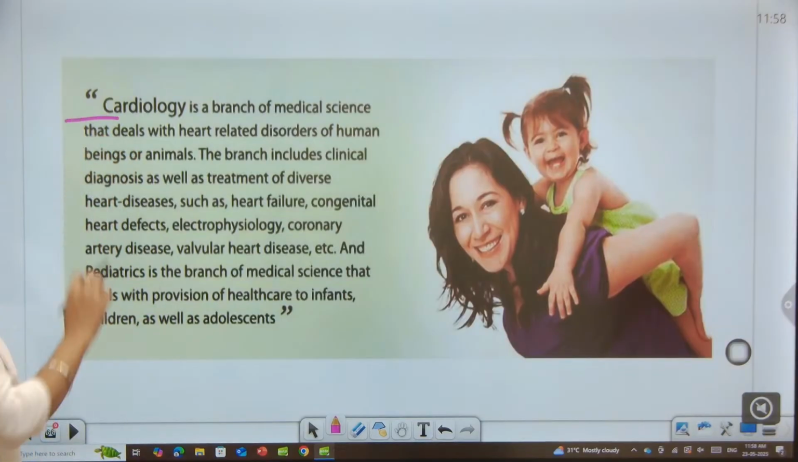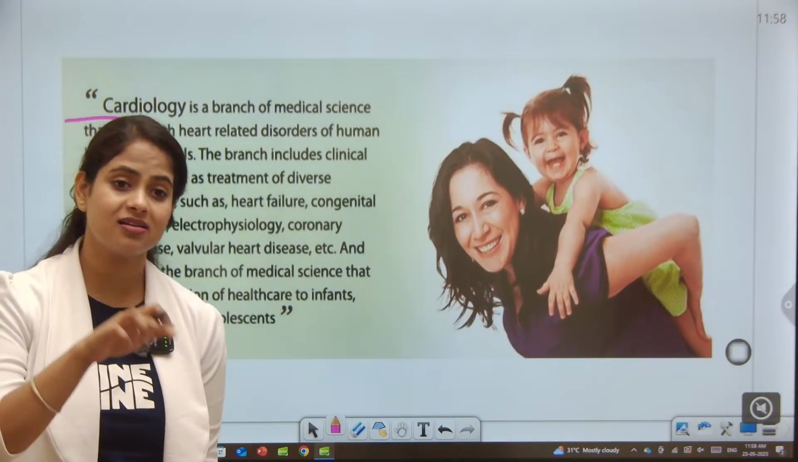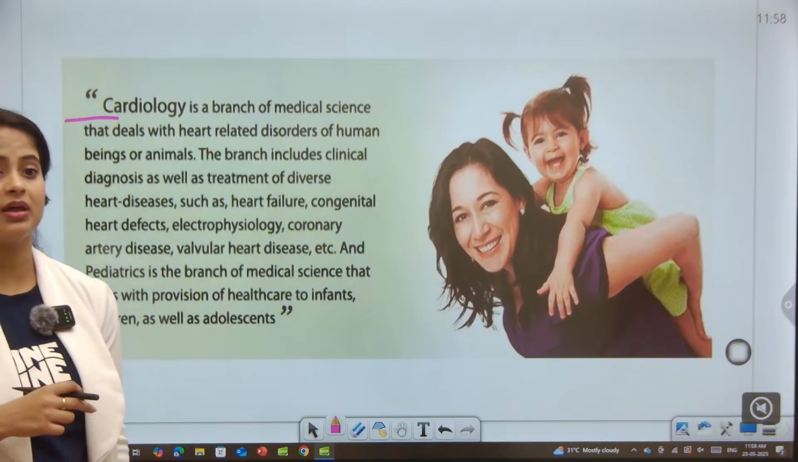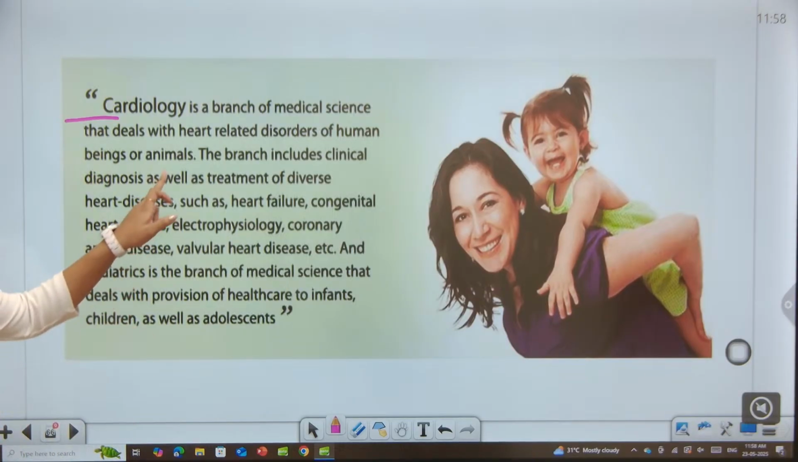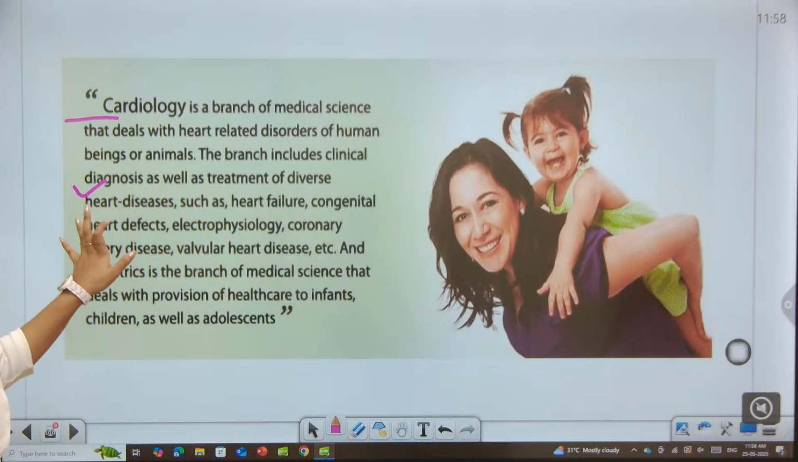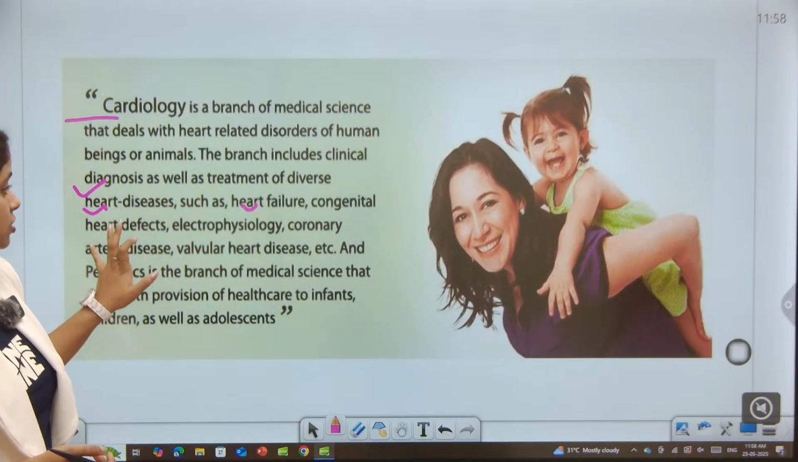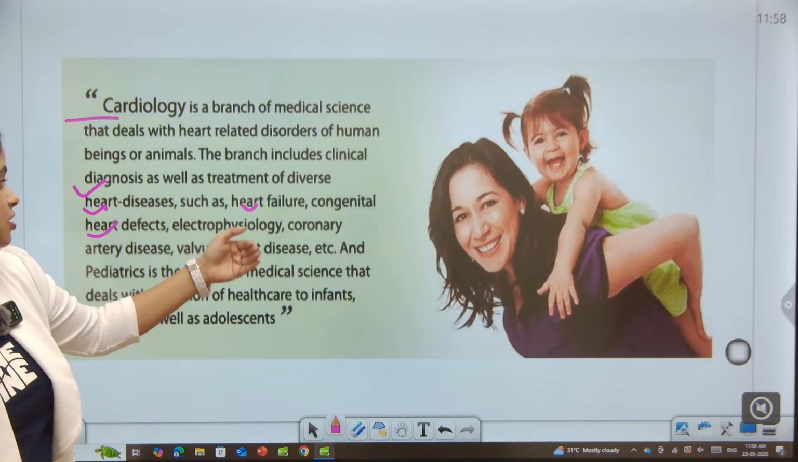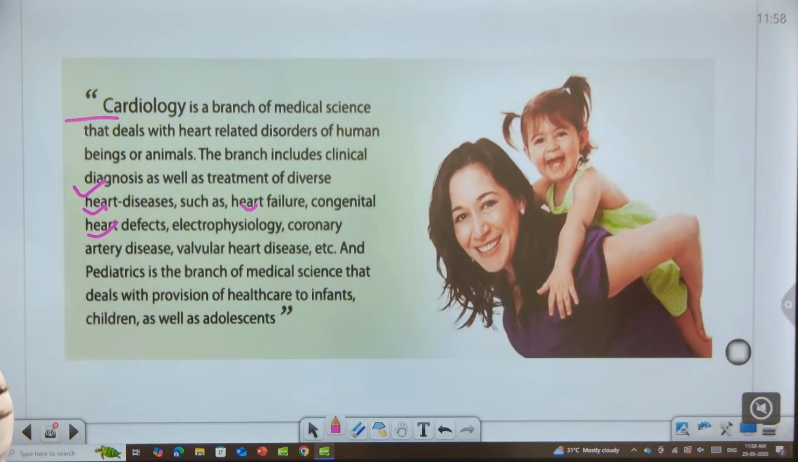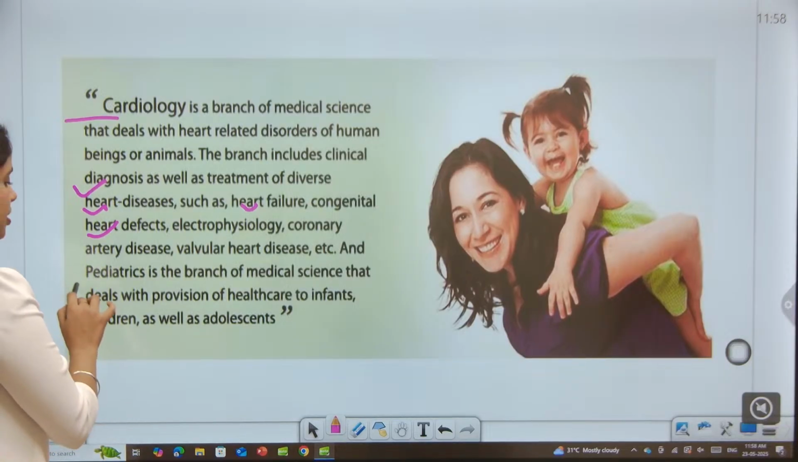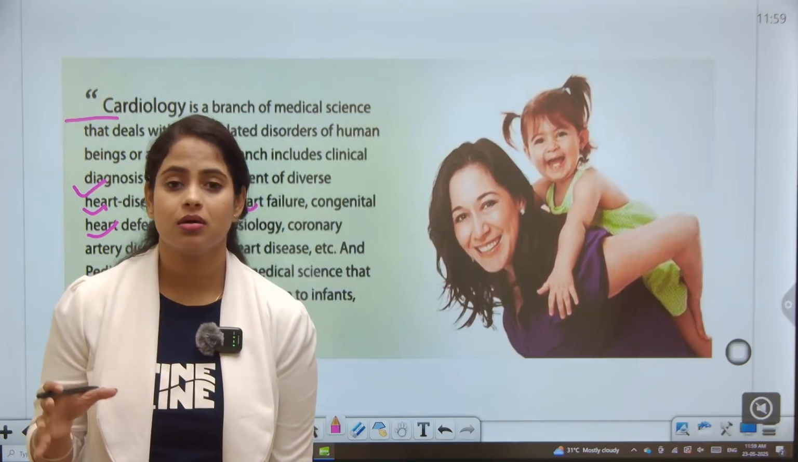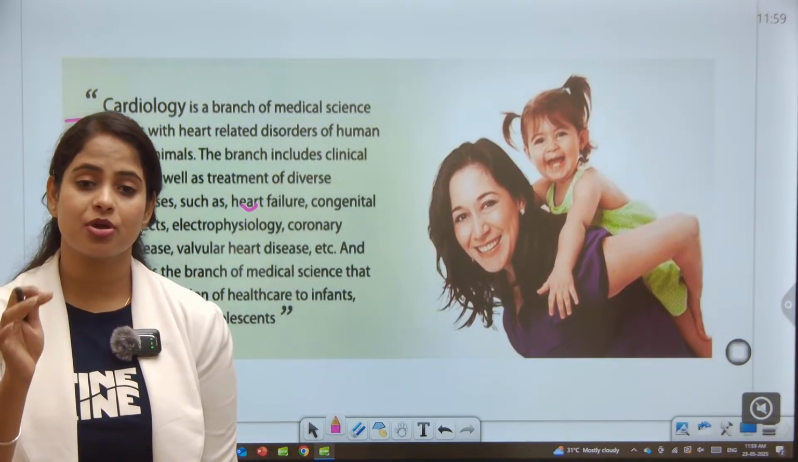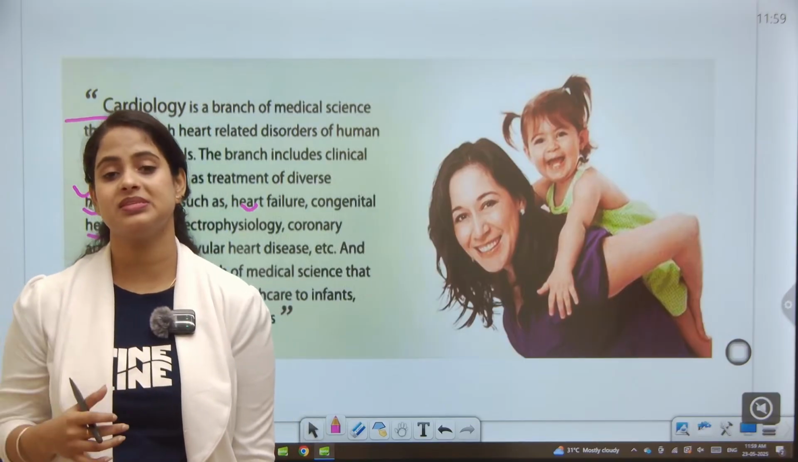Guys, cardiology is a branch of medical science that deals with heart related disorders of human beings or animals, and blue baby syndrome is a cardiological disease. The branch includes clinical diagnosis as well as treatment of diverse heart diseases such as heart failure, congenital heart defects, electrophysiology, coronary artery disease, valvular heart disease, etc. But pediatrics is the branch of medical science that always deals with what? That is the branch of cardiology, and blue baby syndrome is a heart disease.